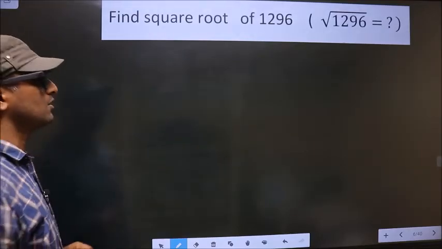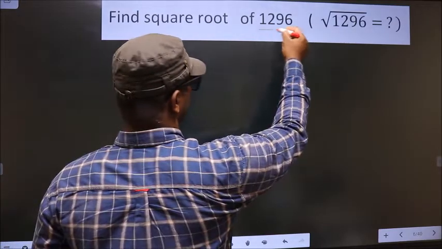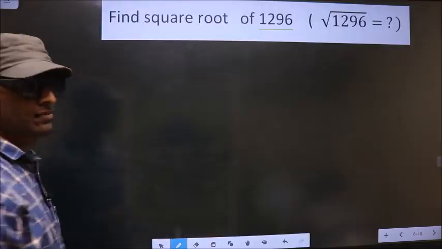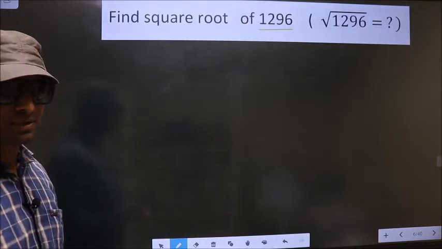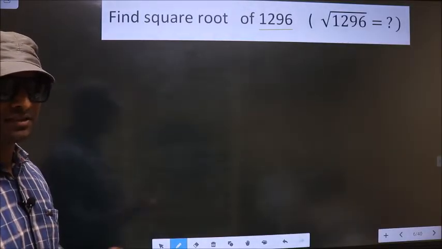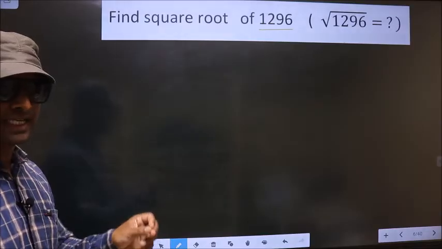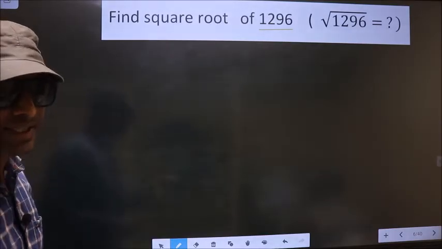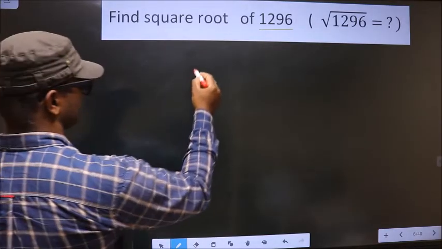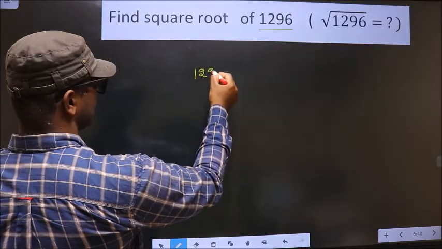Find the square root of 1296. To find the square root by the long division method, first we should frame it in this way, that is, 1296.